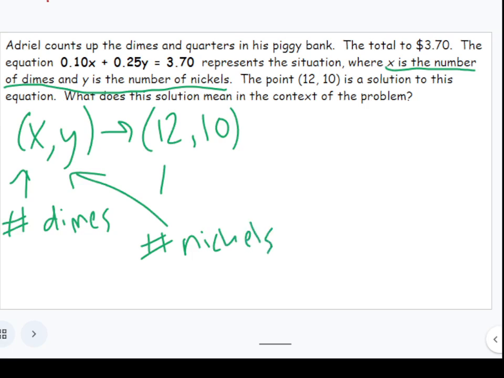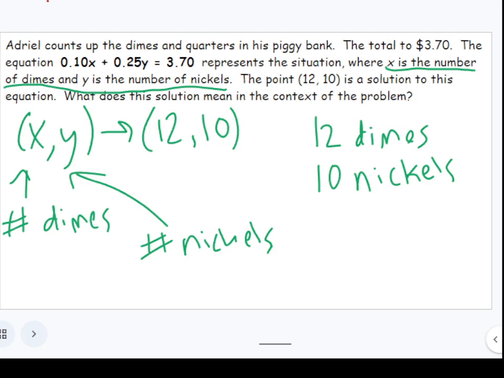So that means that 12 as an x value for this means we've got 12 dimes, and 10 as a y value means we have 10 nickels. So that's it.